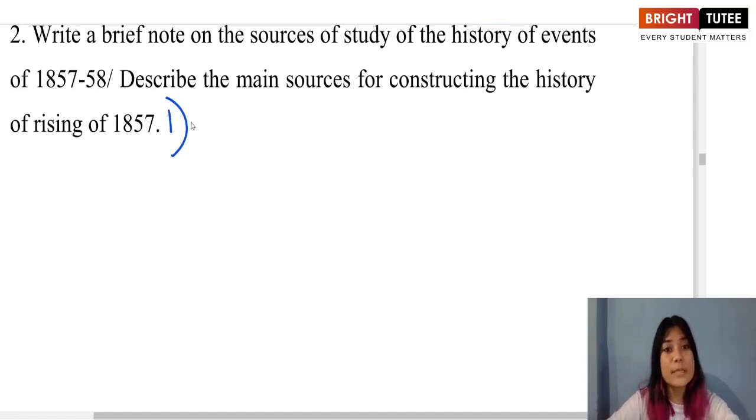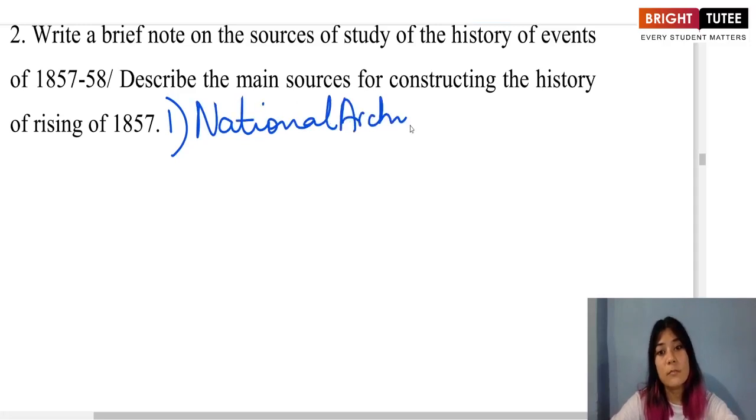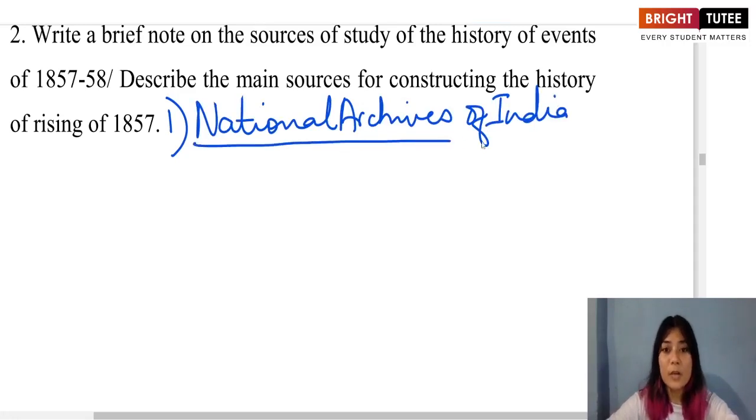Number one is the National Archives of India. Here we have the mutiny papers, the foreign department, home department, military department, home secret department. All those departments have papers, files, and documents related to the events of 1857.